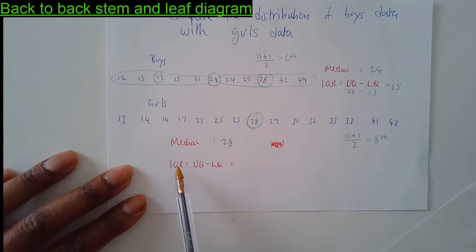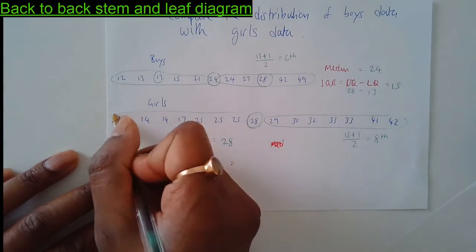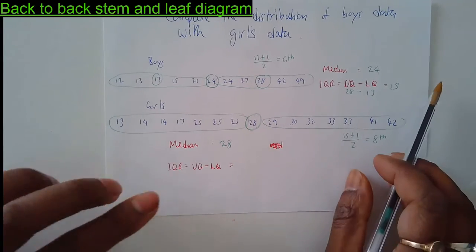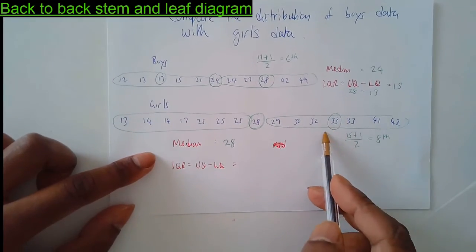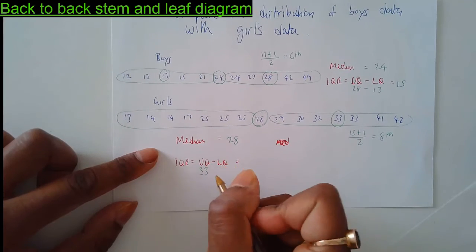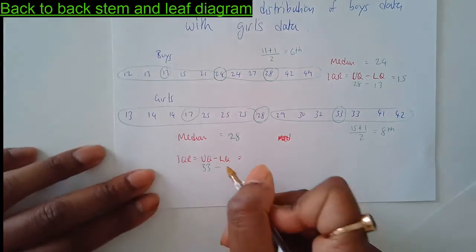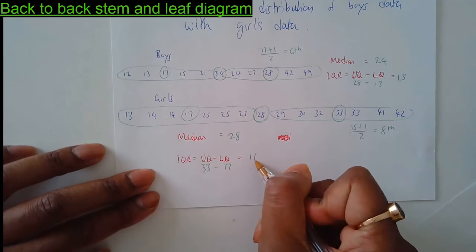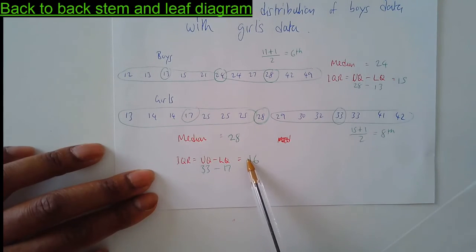Interquartile range. Upper quartile take away lower quartile. Upper quartile first. Find the middle. Upper quartile is 33. Lower quartile, that's the middle. So what you then do is 33 take away 17, 16. The interquartile range is nearly the same as the interquartile range for the boys, but slightly higher.